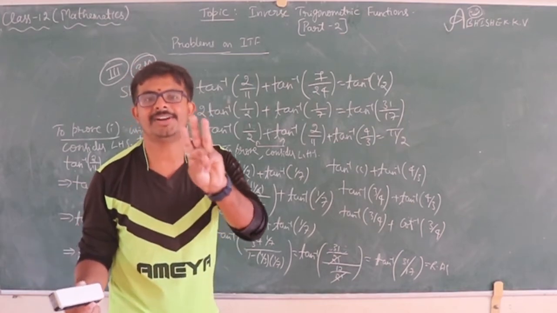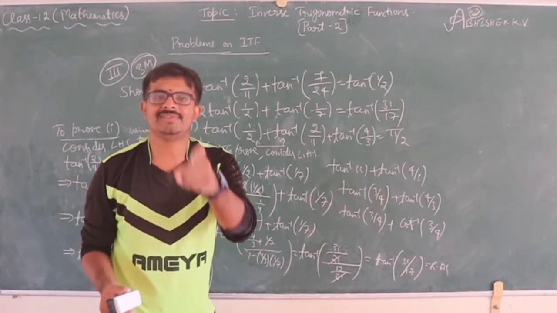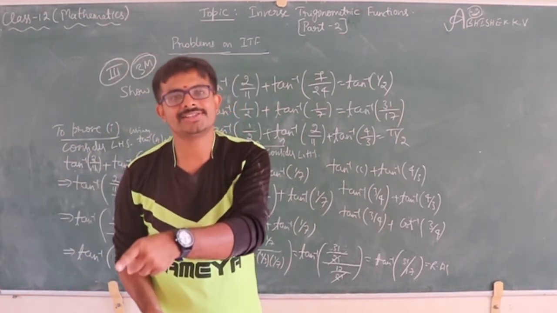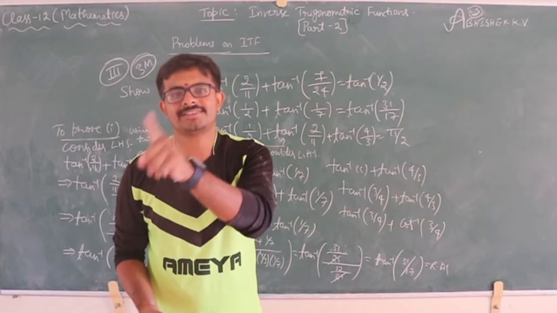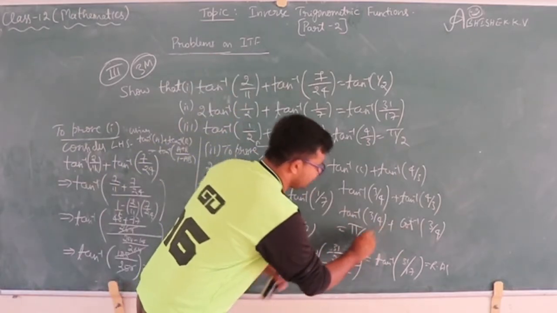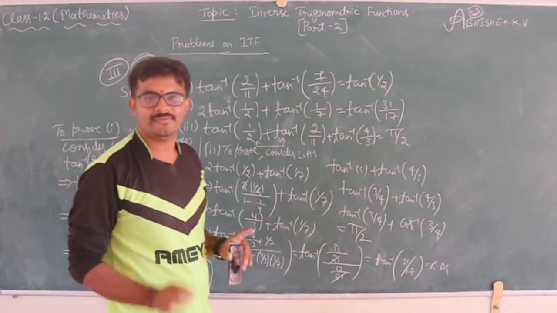See, this is your third property: pi by 2. Sin inverse x plus cos inverse x is equal to pi by 2. Secant inverse x plus cosecant inverse x is equal to pi by 2. Tan inverse x plus cot inverse x, where x is 3 by 4, is equal to pi by 2. This is equal to RHS. See, very, very important.